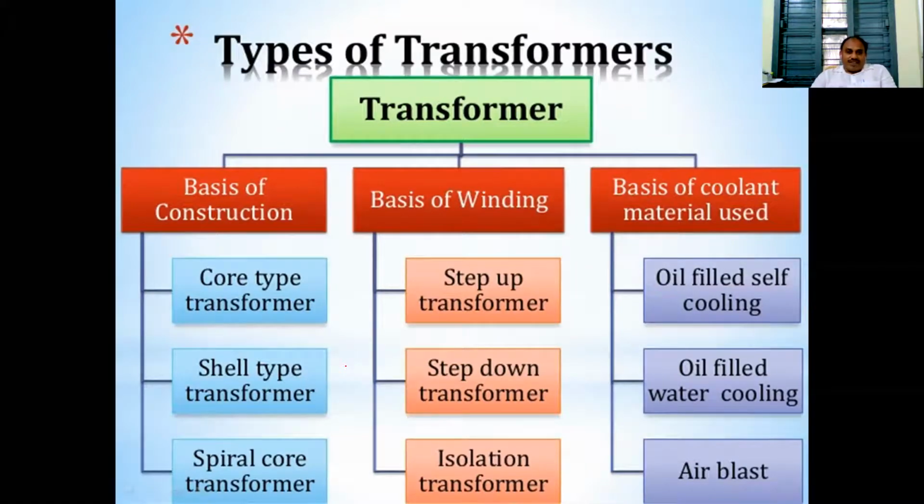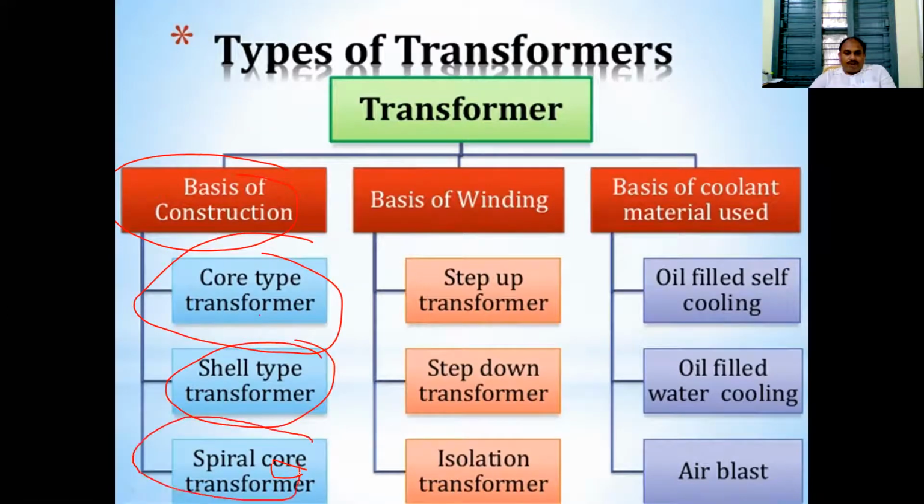So, transformers classification. Depending upon construction, transformers are classified into core type transformer, shell type transformer, and spiral core or berry type transformer. On the basis of the winding, we have step up transformer or step down transformer. Step up means voltage levels increase. Step down means voltage levels decrease.